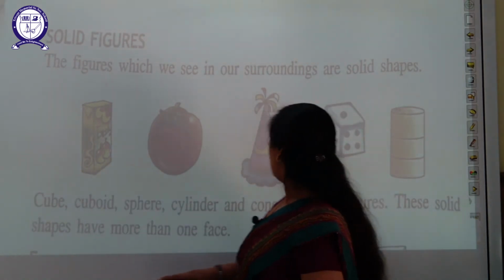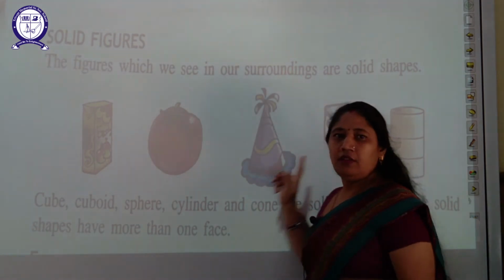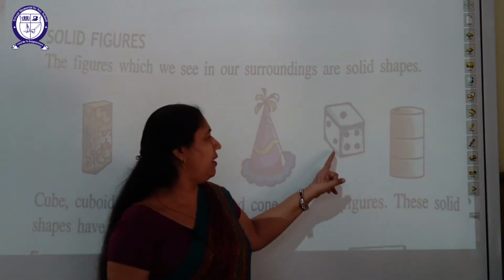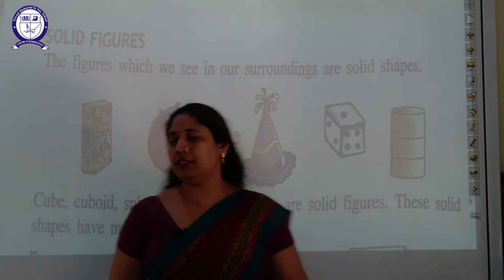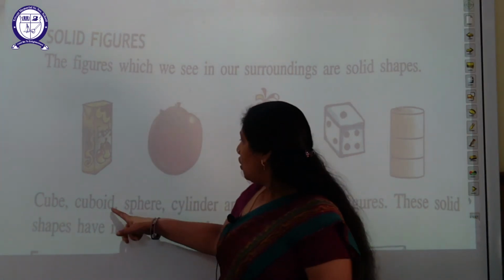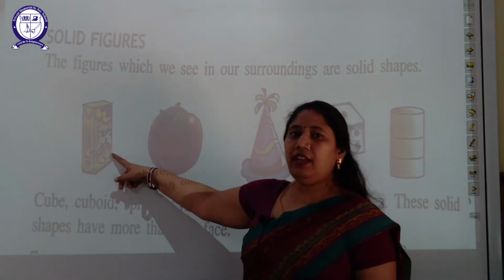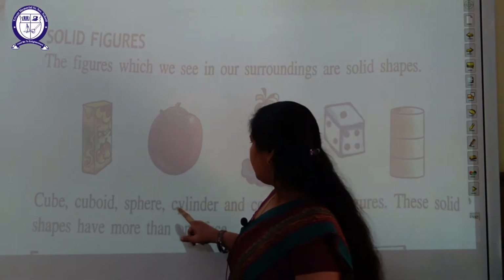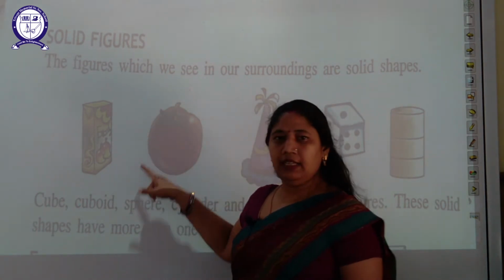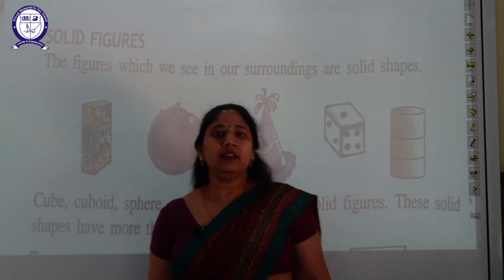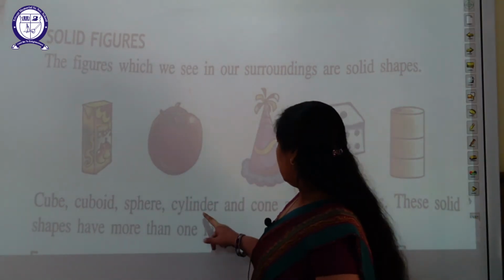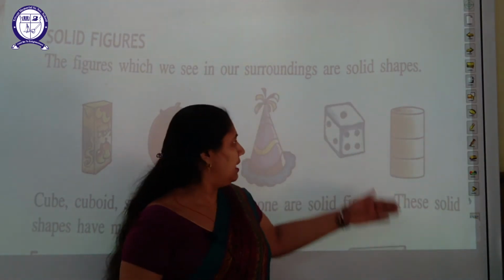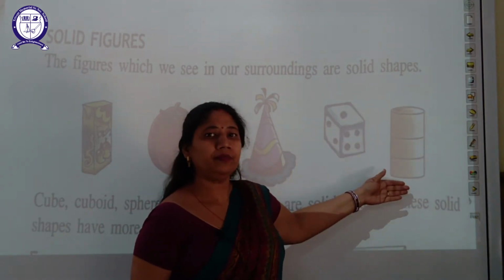Cube, that is called a cube, beta. All the cubes have square faces. Cuboid has rectangular faces. There is a sphere, that is the circle face. Cylinder, that is a cylinder.